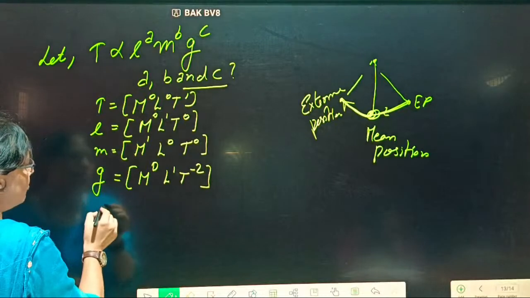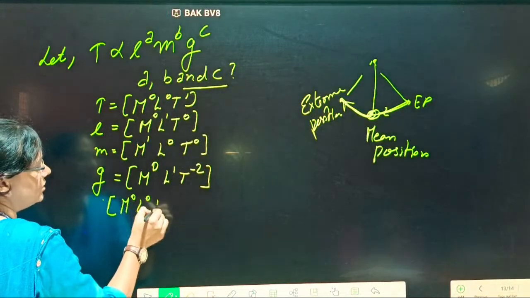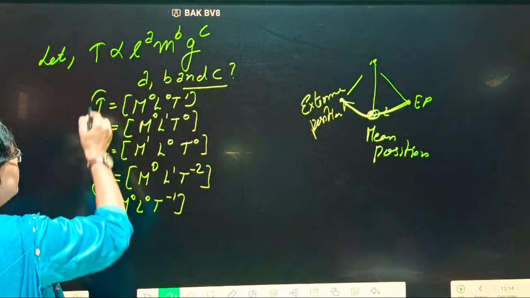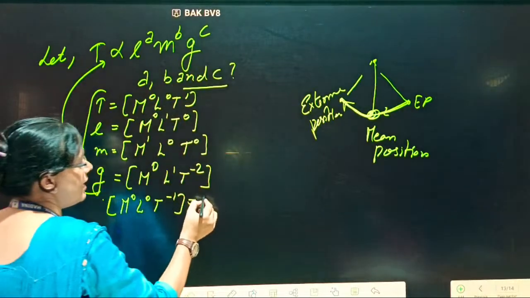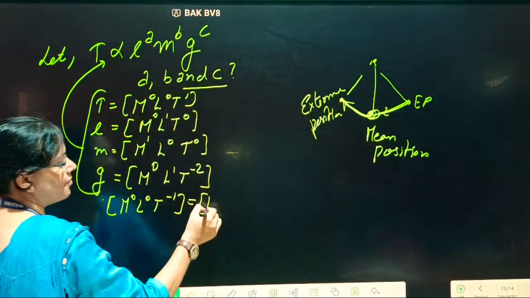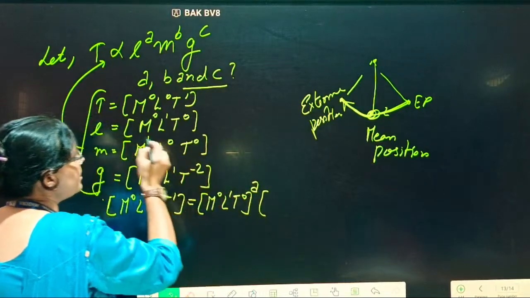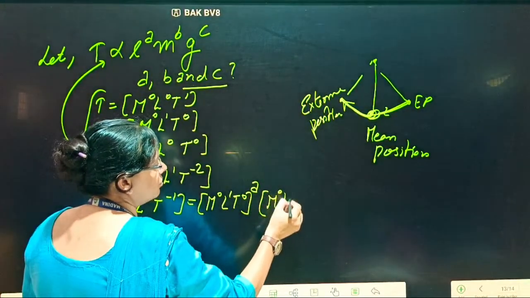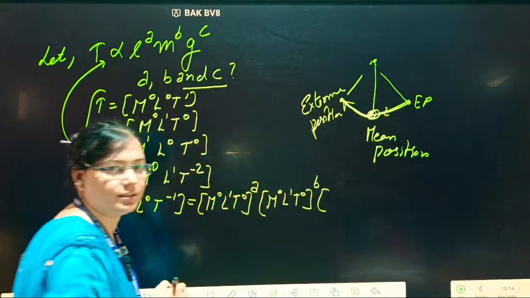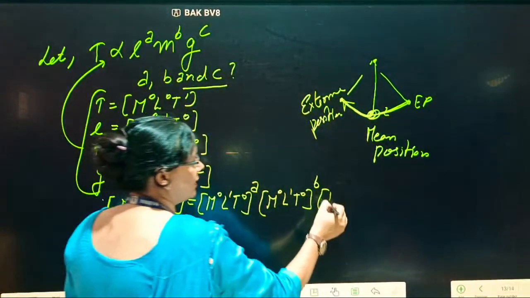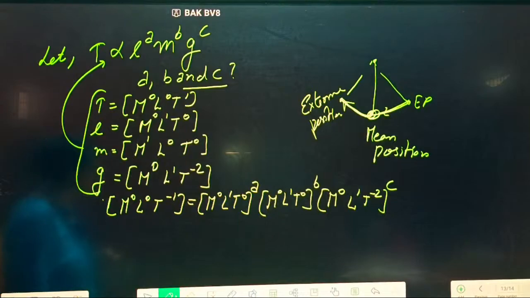Now put here the value of T. For T we can write M0 L0 T minus 1. Put the dimension formula of each term in this relation. So after putting this, we can write L raised to power A, where the dimension formula of length is M0 L1 T0. Next, for the length we can write M0 L1 T0, its power is B. Next, for G we can write M0 L1 T minus 2, and here the power we can write is C only. Clear to everyone?